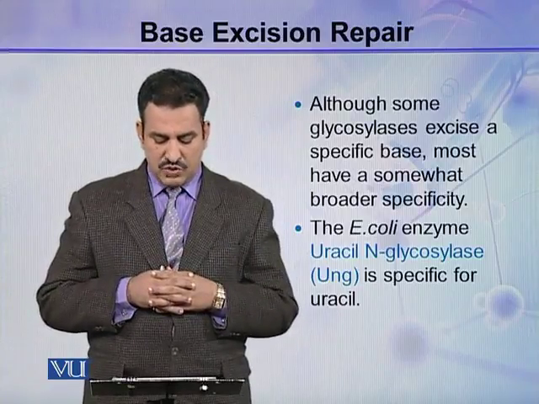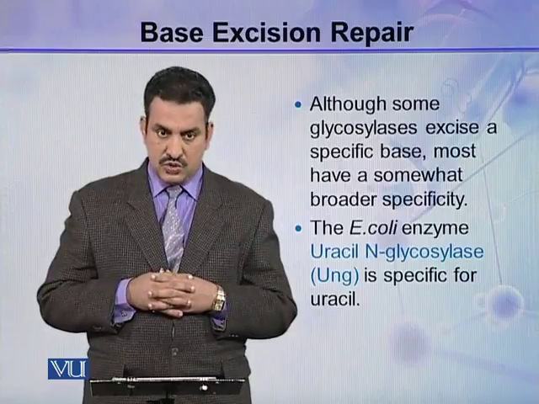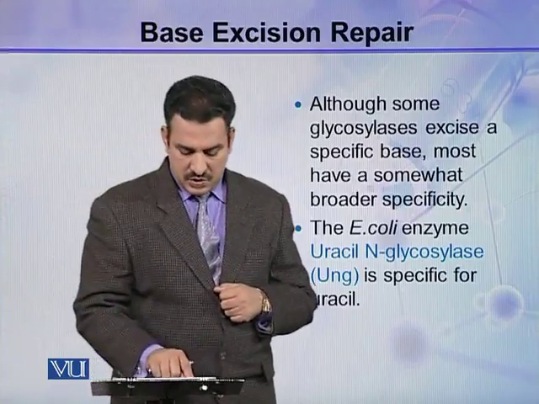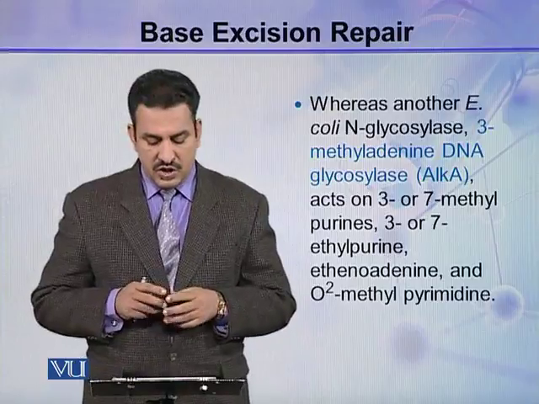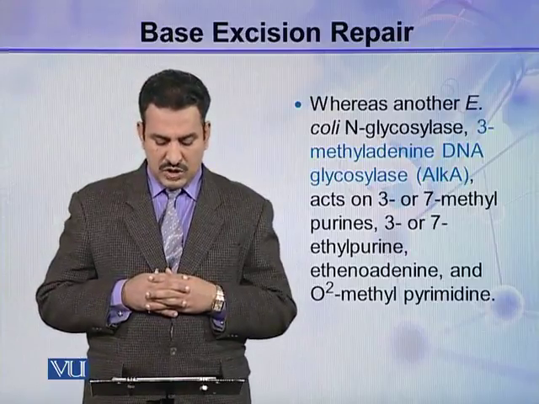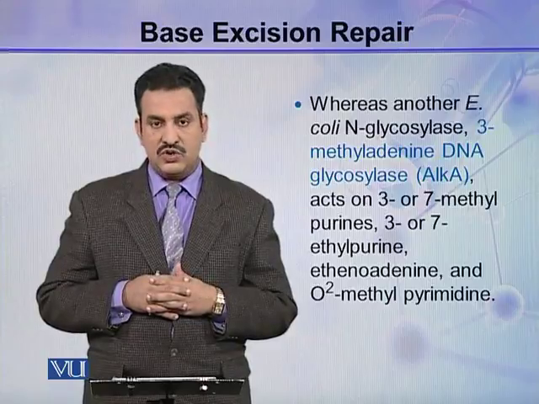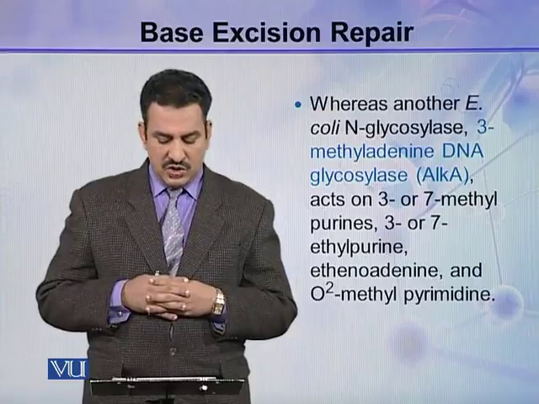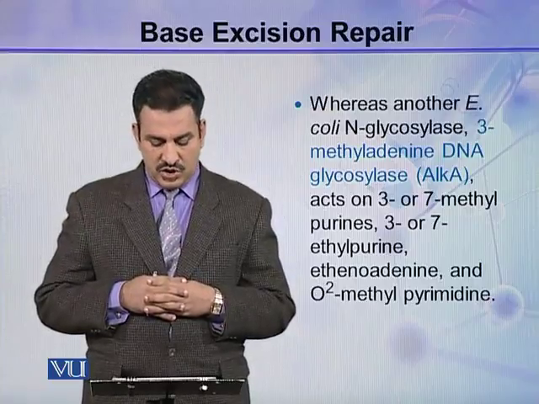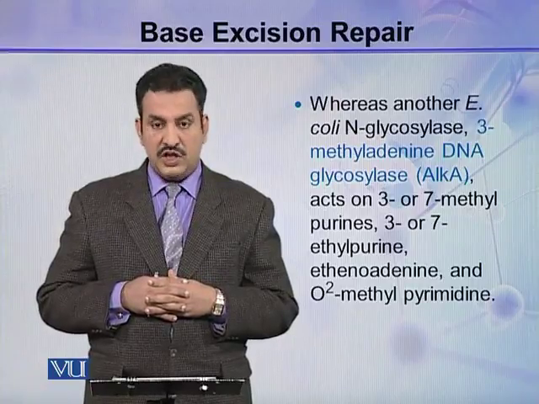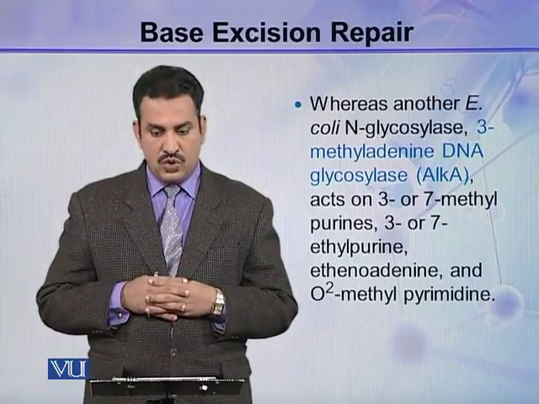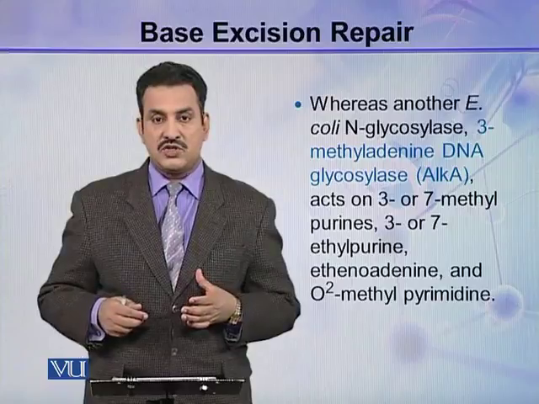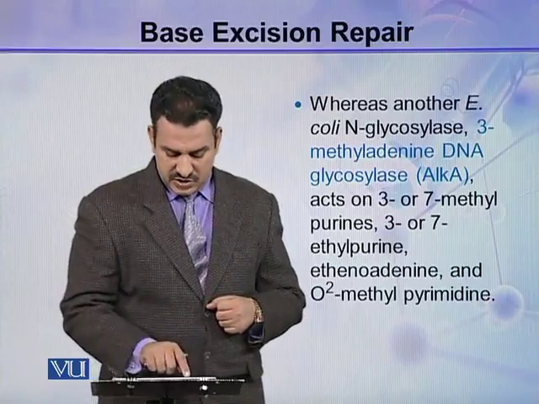The E. coli enzyme uracil N-glycosylase, that is UNG, is specific only for uracil, while another E. coli N-glycosylase, 3-methyladenine DNA glycosylase, which is also called AlkA, acts on 3- or 7-methylpurines, 3- or 7-ethylpurine, ethenoadenine, and O2-methylpyrimidine. So it has a very broad specificity. It can act on a number of altered bases.